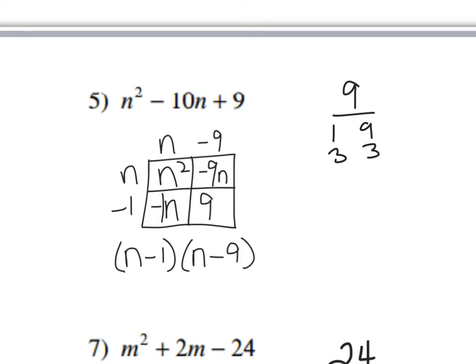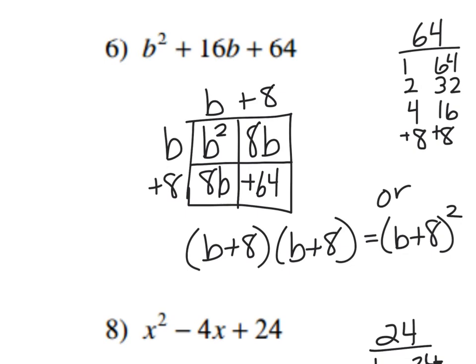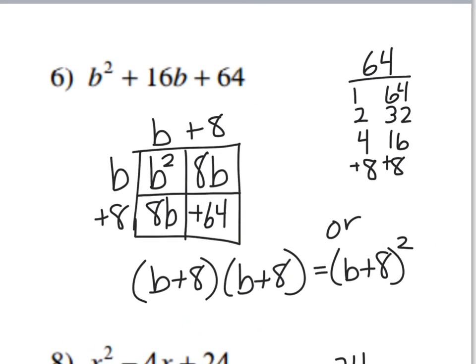Well, you may have had issues with number 8, but let's start with 5, 6, and 7. Here we go. I saw that since 9 is positive, I'm adding to get to 10. The factors were 1 and 9, and both of them had to be negative for that to work out. And here's your answer. Next group, number 6.